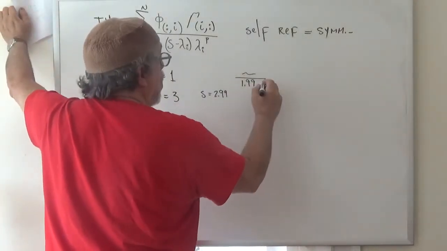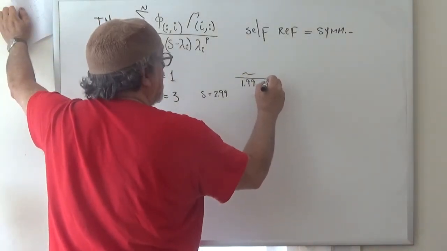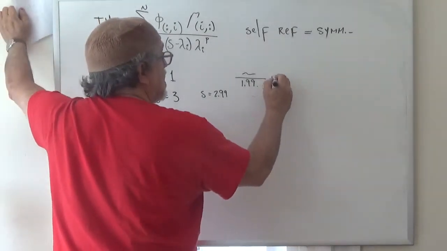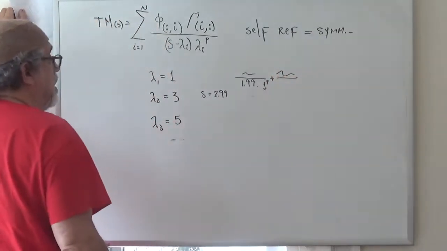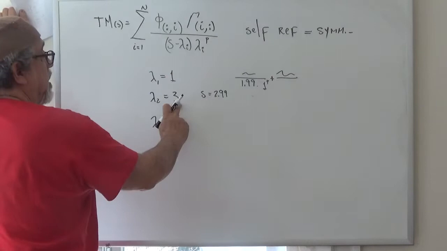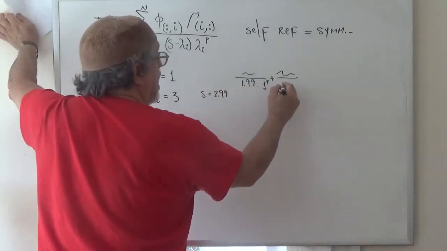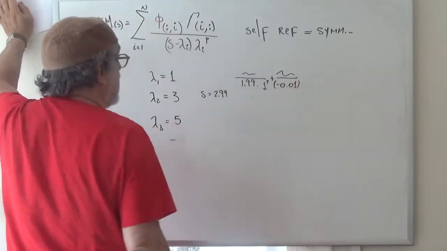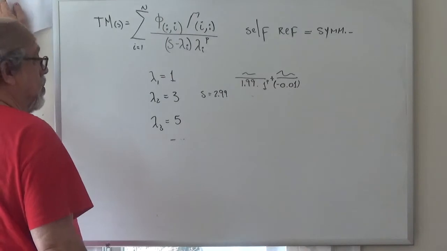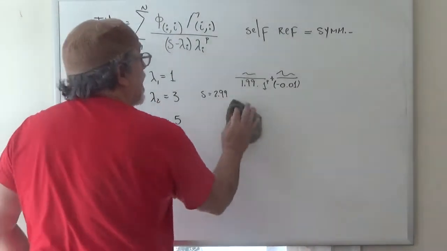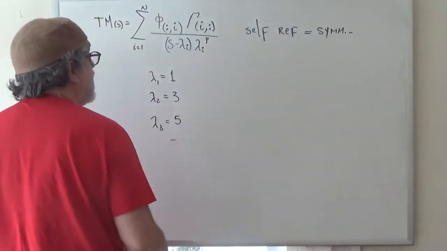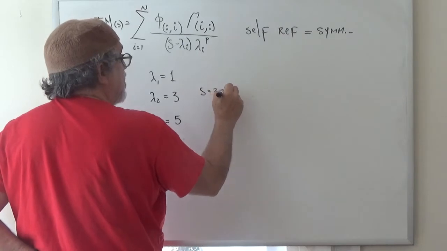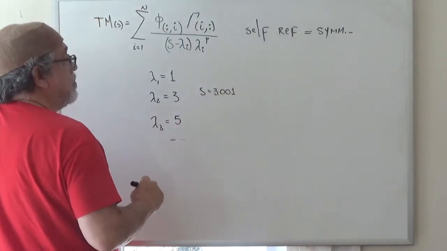Times lambda 1 to the p, whatever it is. So we have that. Plus the second term, something, I don't care, divided by 2.99 minus 3, right? So it would be 0.01, negative, I guess, the way I did it. You know what? I make errors all the time. Let me just minimize my error likelihood by saying, instead of 2.99, let me say 3.001. That way I can subtract more easily.